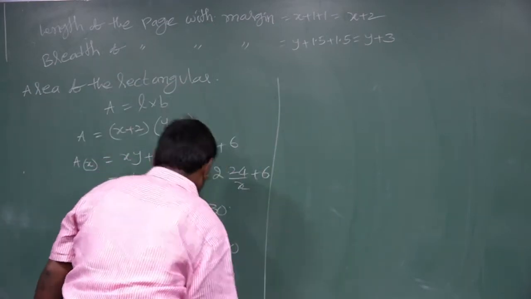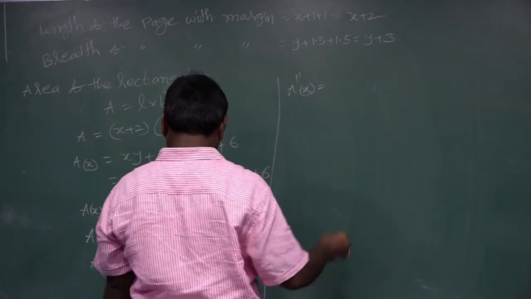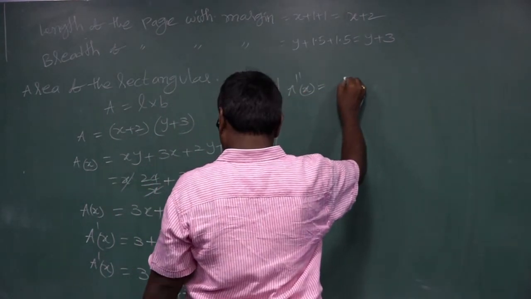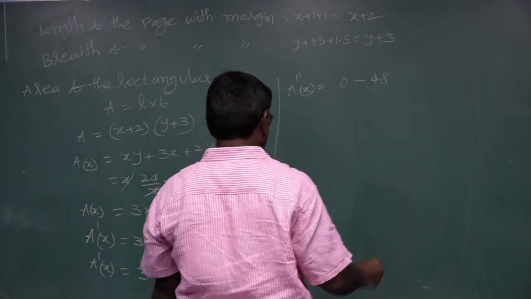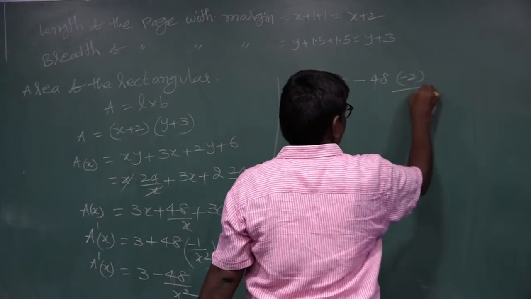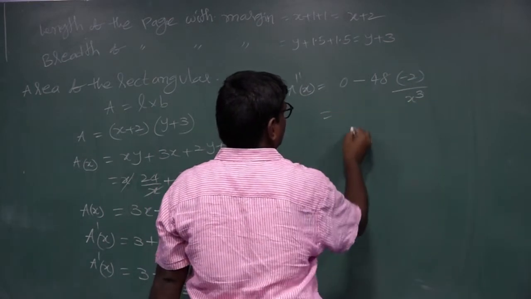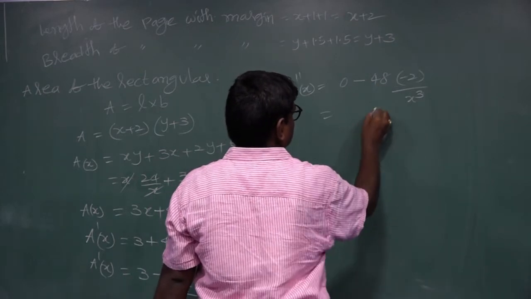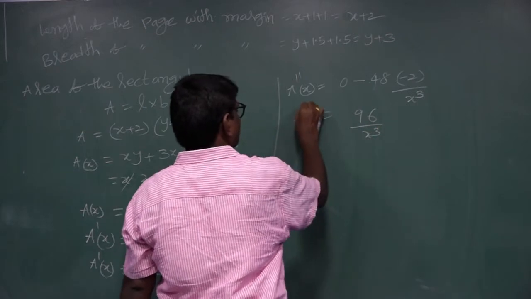A double dash x equal to 0 for the constant 3, minus 48 into minus 2 by x cube. This is equal to 96 by x cube. This is A double dash x.